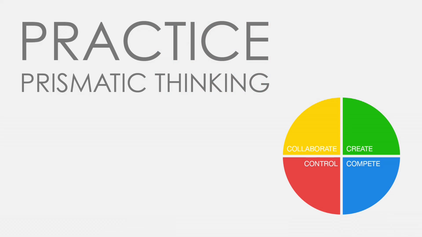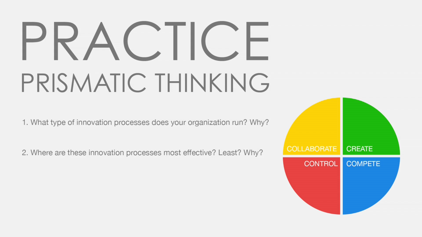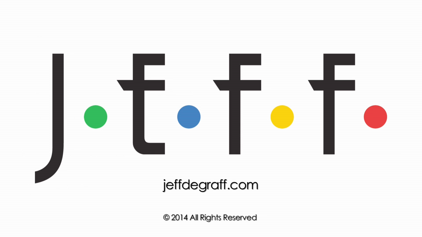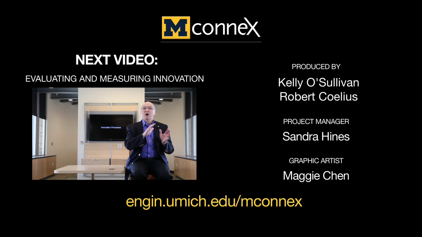So once again, let's practice some prismatic thinking. What type of innovation processes does your organization run? And why? Where are these innovation processes most effective? How about least effective? Why? What type of innovation processes should your organization be running? Where should they be running them? When should they be running them? All we can measure are the steps required to get to that future and to make adjustments along the way.